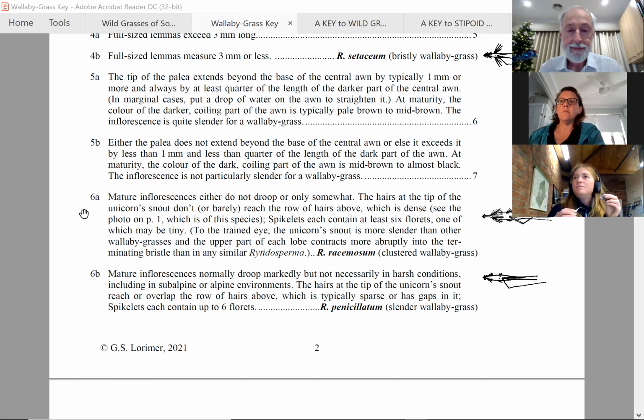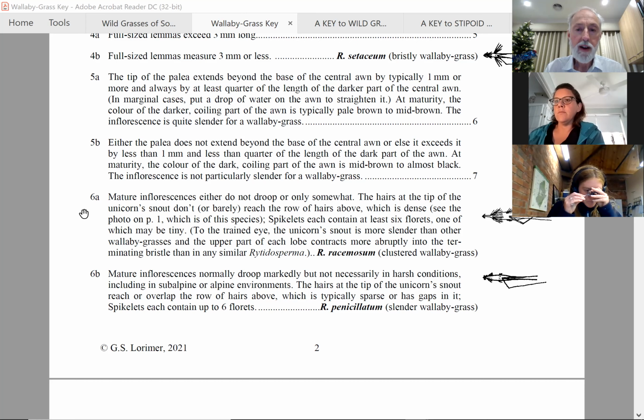My voice is going. Then it goes on about the row of hairs above the tip of the snout. It's dense. See the photo on page 1, which is of this species. And I'd say, yes, I could see when I pointed it out under the microscope that all 10 tufts of hairs are present, and it's quite a dense lot of hairs in that row. So I'll give it a tick.